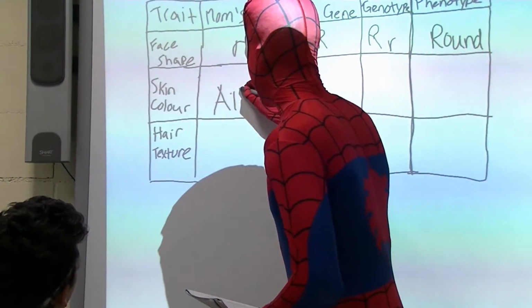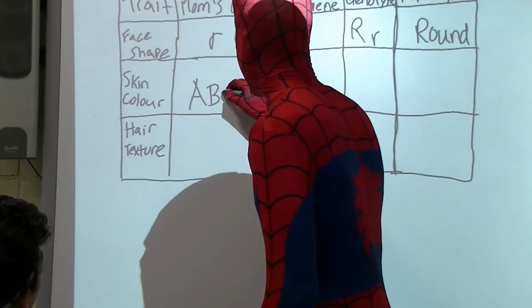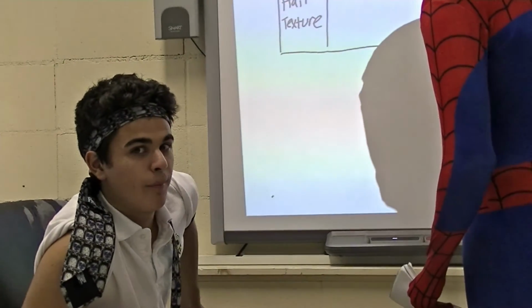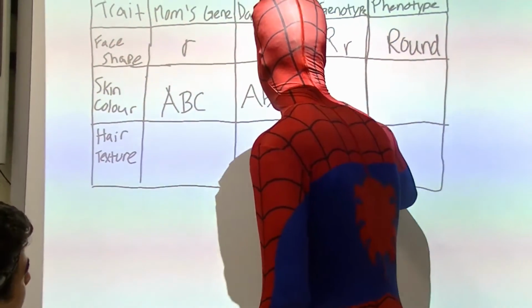So skin color A, B. You look like ABC, so I'm giving you ABC. It'll be big A, little B, little C.